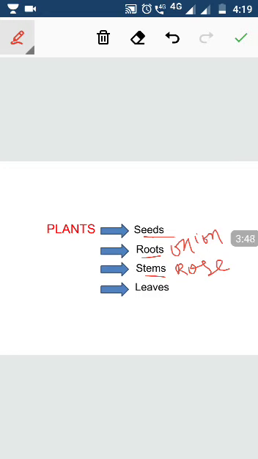Next, plants from leaves. Not all leaves, only some leaves will give rise to a new plant. Some leaves have a bud-like structure on the surface. When these buds fall into the soil, they will grow into a new plant. So, basically, plants grow from seeds, roots, stems and leaves.